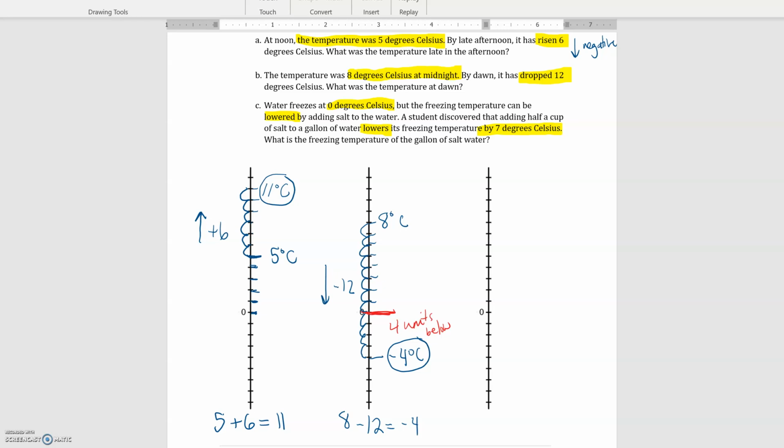Again, follow the steps of labeling where you're starting, counting how many units you're moving up or down based on the context of the problem, and then deciding where you're ending to determine the final temperature. Pause here and continue whenever you have finished the problem.